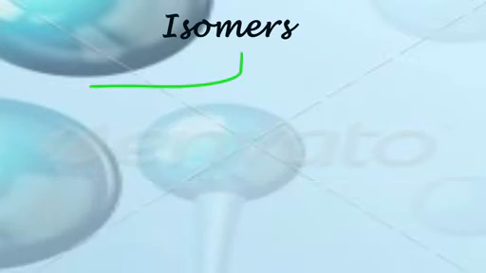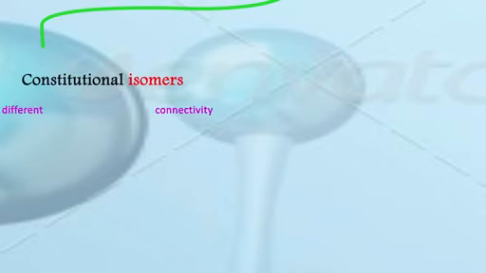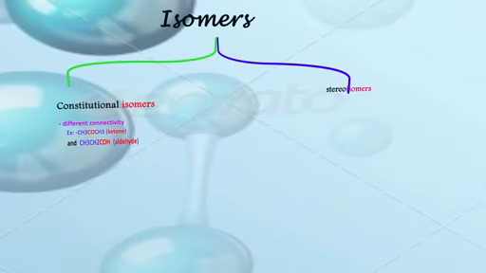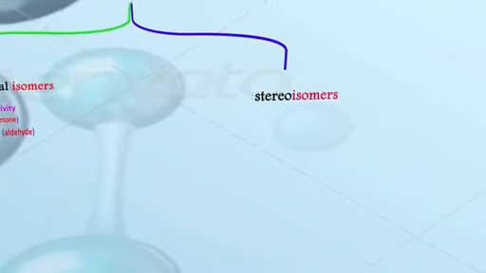Isomers have two types. The first one is constitutional isomers, where atoms have a different connectivity, for example acetone and propanol. The second one is stereoisomers, where atoms have the same connectivity, which are classified into two kinds.